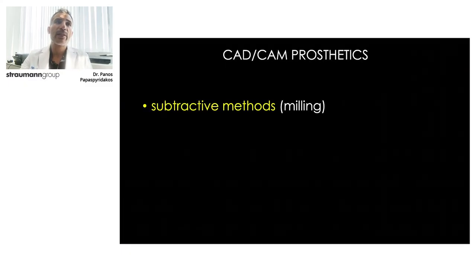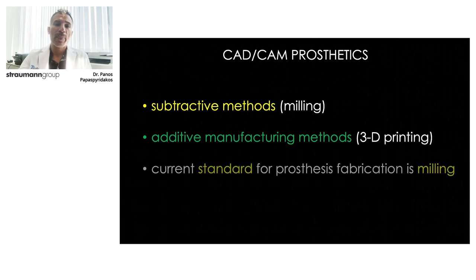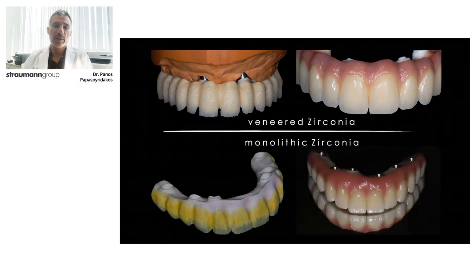And the important thing now is how do we fabricate the prosthesis. There are two methods. There is a subtractive method, which is the milling, and there is also the additive manufacturing method, the 3D printing, which is also a hot topic and currently under investigation. Now, the current standard for prosthesis fabrication is milling. And when we say milling, the first thing that comes to our mind is, of course, zirconia. Zirconia can be a porcelain fused to zirconia framework, which means a framework that we then veneer with porcelain, or it can be a monolithic prosthesis, which means a full contour prosthesis.